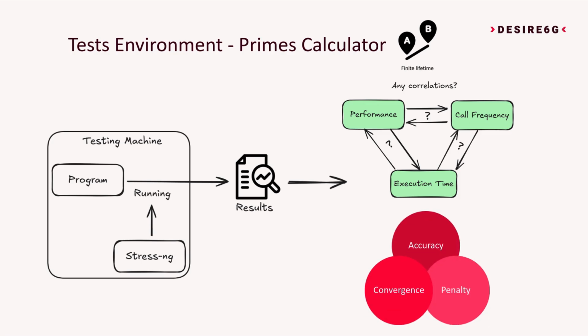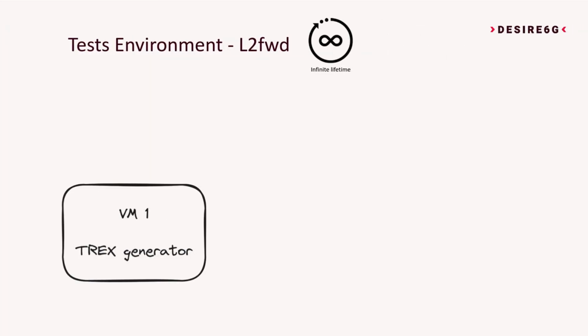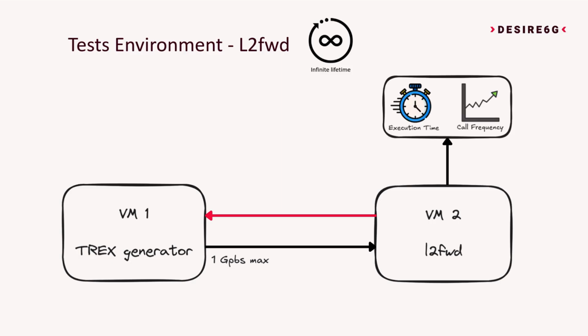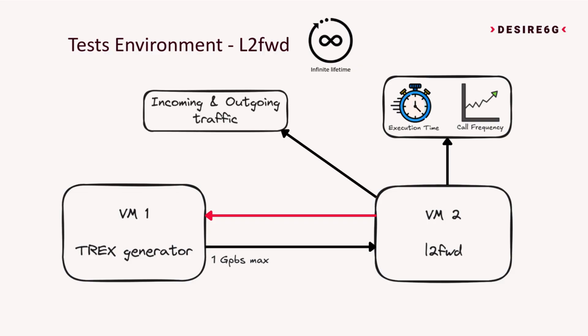This setup allowed us to precisely manipulate CPU load and observe how our monitoring system responds in real time to evaluate our KPIs. For infinite lifetime programs, we used L2 forward. Traffic was generated using T-Rex from a first virtual machine, reaching up to 1 gigabits per second. Measurements, such as execution time or call frequency, were collected from a second virtual machine where L2 forward was running, while stress was applied locally via stress-ng. Traffic statistics were gathered directly from L2 forward's internal counters.